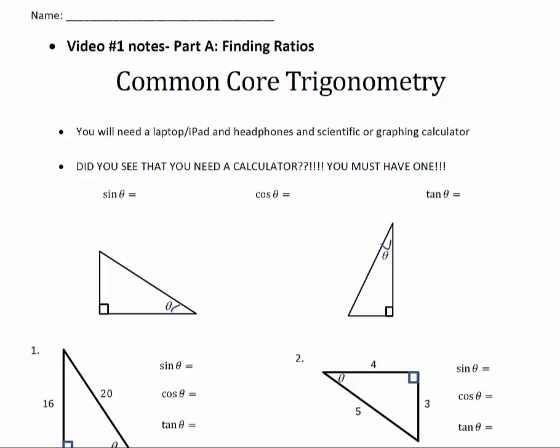So we're going to start with trigonometry, and we've broken this up into 3 parts. The first part is called Part A, finding ratios. So our goal is just to be finding fractions. When we do trig, what we're going to be doing is setting up certain fractions. And the key to this is knowing what fractions we need.